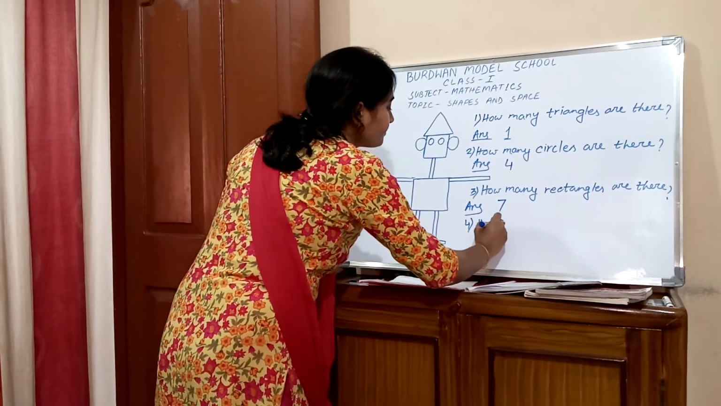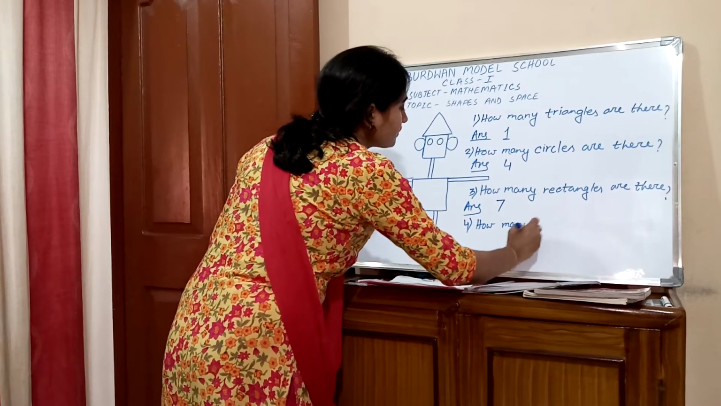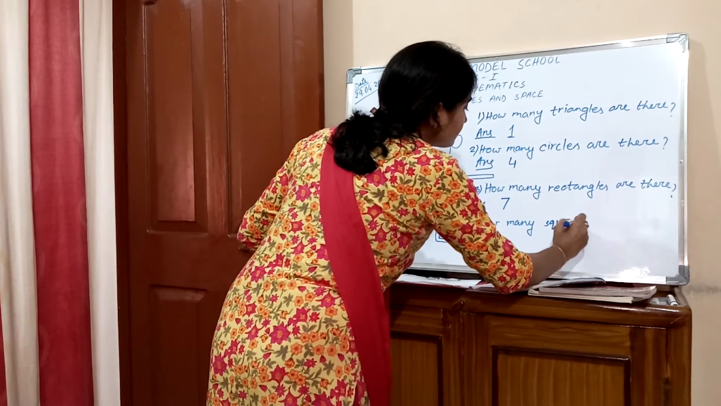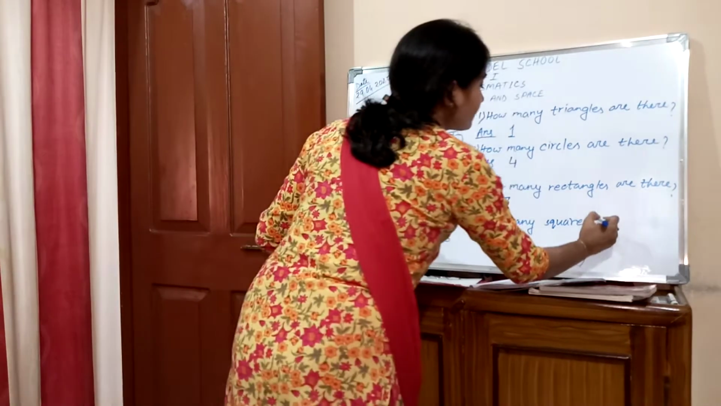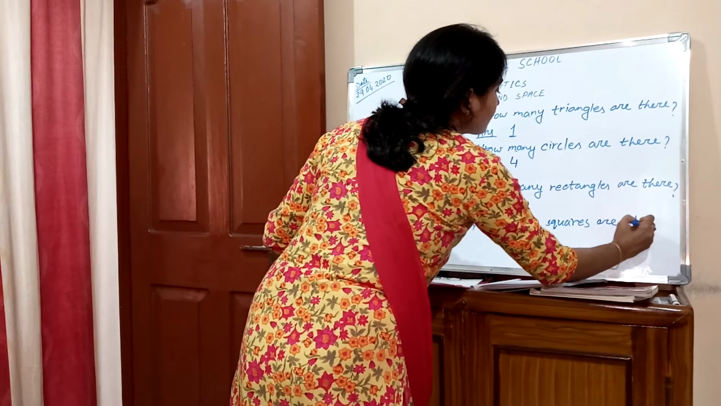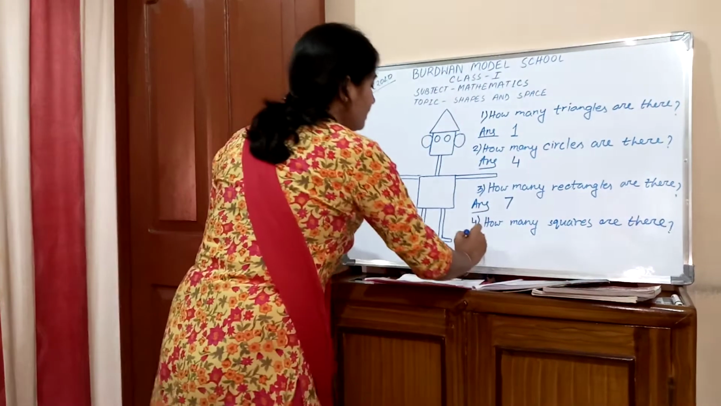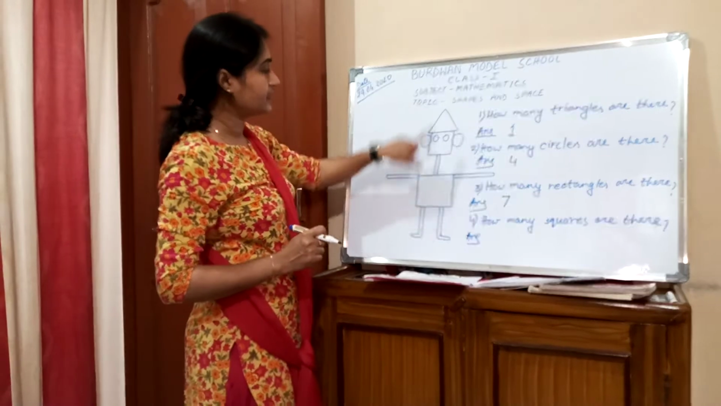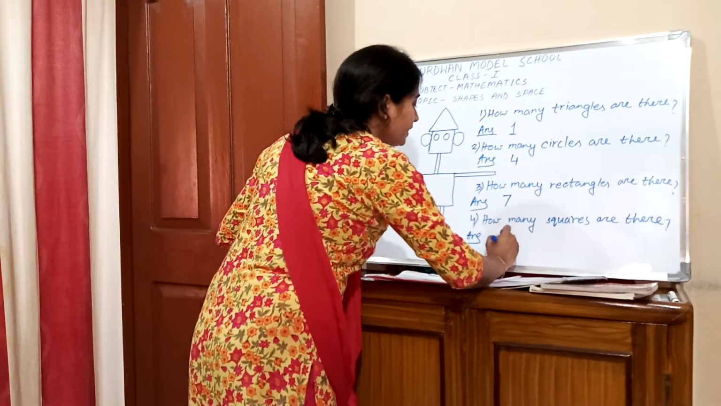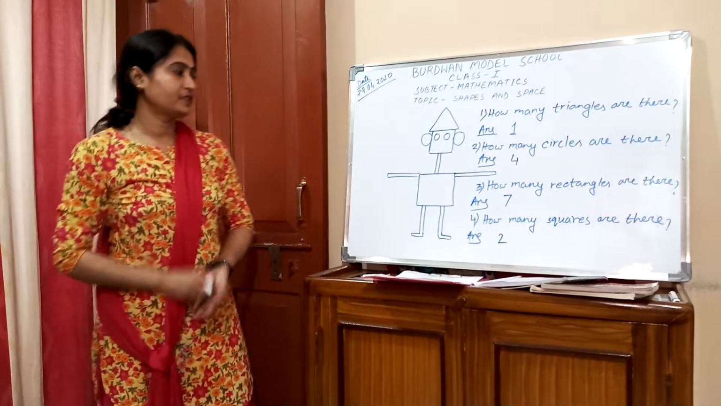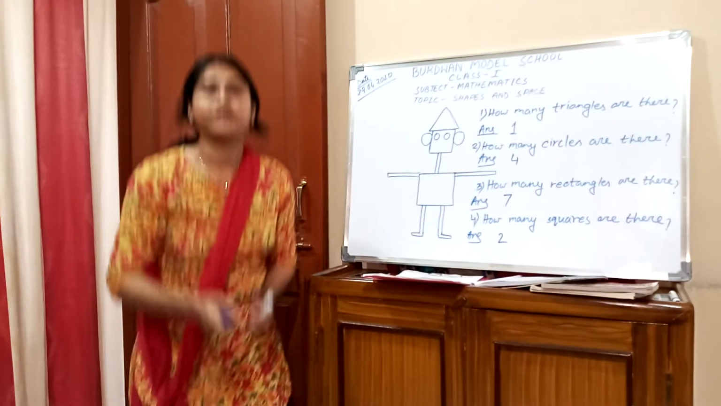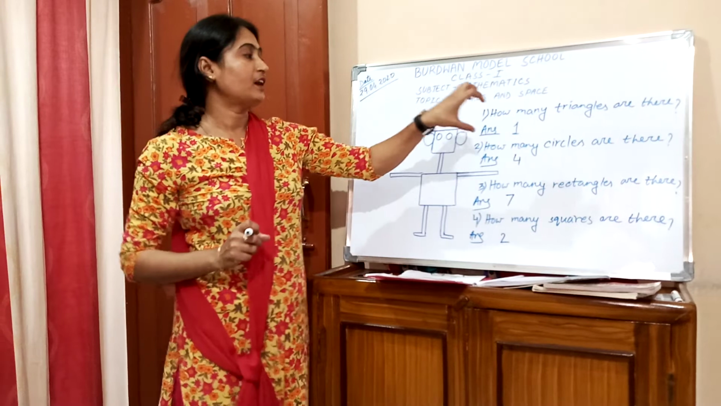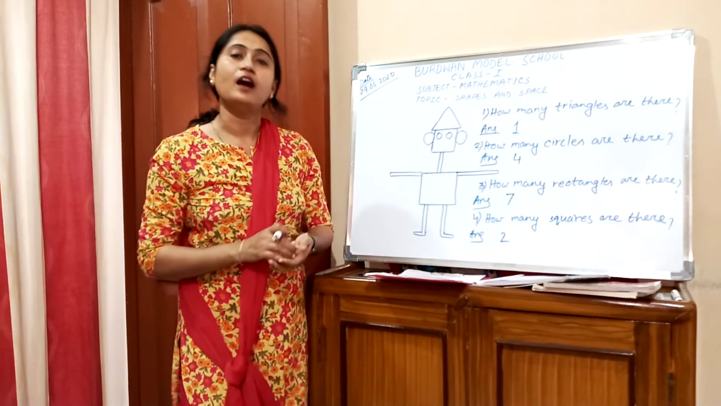And the last question. How many squares are there? Children, please count. This is a square and this is. Any more? No. So how many? 2. Understood? In your exam, I will give this type of figure and I will give some questions to you and you have to answer.